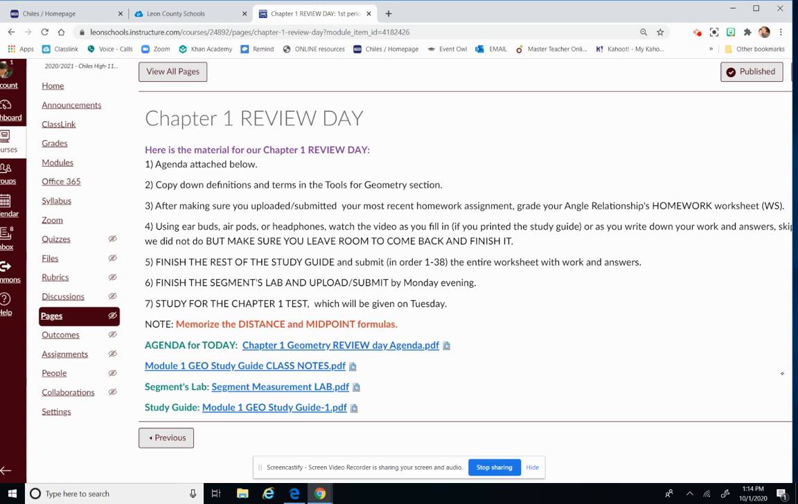I put a note that you're going to need to memorize the distance and midpoint formula. Right underneath the agenda for today, these are the class notes for today. So these are going to be all the problems that we do. Okay, and then I went ahead and put the segment measurement lab here so you didn't have to look for it, so you could finish that and upload it. And then I also went ahead and attached the study guide in case you wanted to upload it right here. I put everything for the review on this one page.